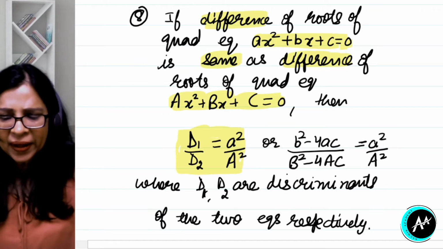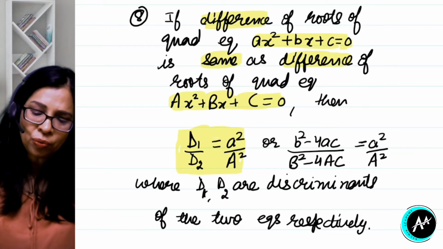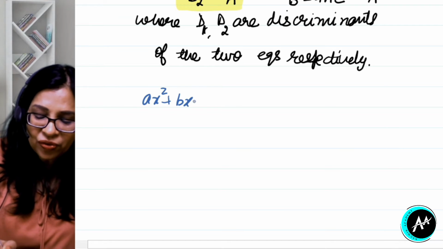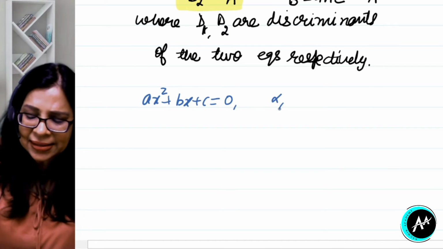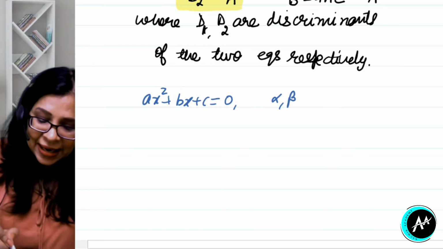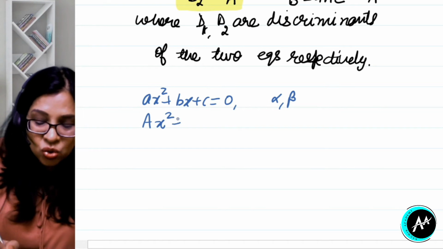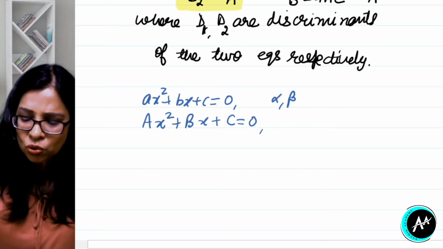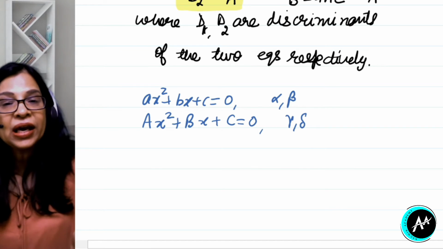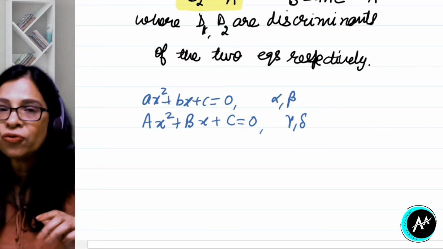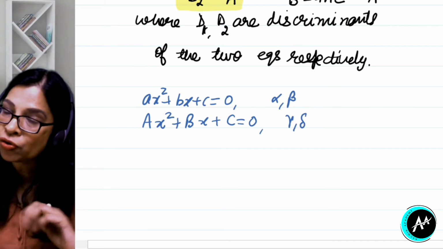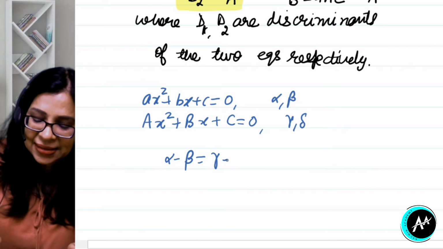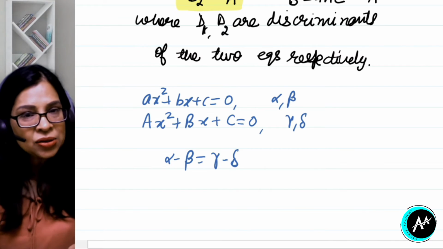Now how do we get it? It's very simple. Let me just explain it to you in case you are wondering. I have this equation, suppose the first one, and suppose the roots are alpha and beta. Let us take the second equation, capital Ax square plus capital Bx plus capital C equal to 0. Suppose the roots are gamma and delta. We are saying now that the difference of roots of the first equation is the same as the difference of roots of the second equation. That means alpha minus beta is the same as gamma minus delta. Is it all right? So this is given to us.